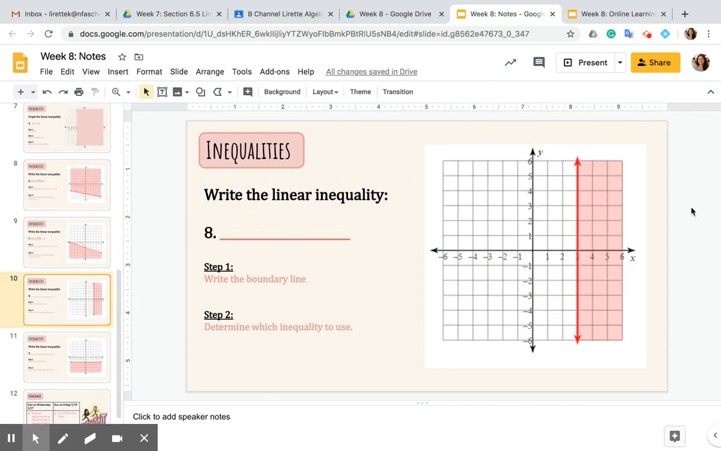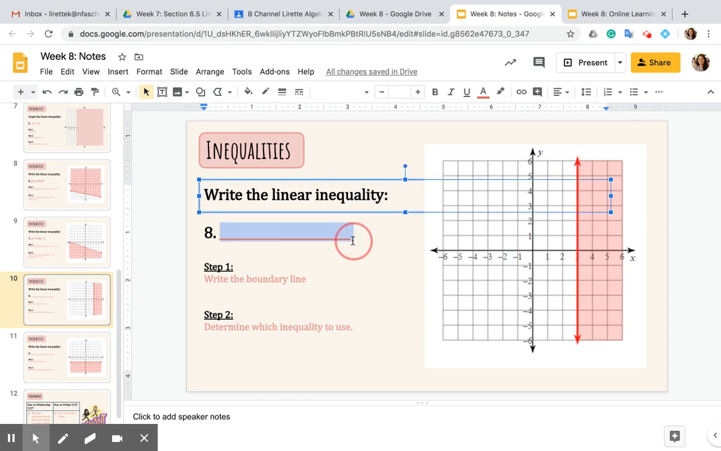Let's do another one. So this is a vertical inequality. So this is going to be in the form x equals. That's how you would normally write this equation. It would be x equals, and then the value that it passes through, which is 3. Okay, so it's x equals a number because it's vertical.